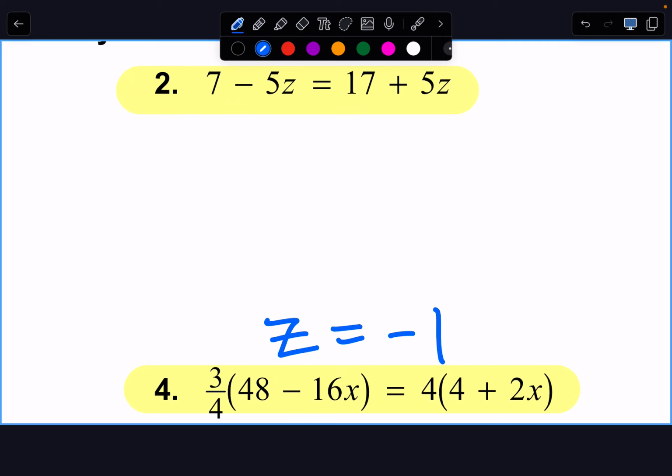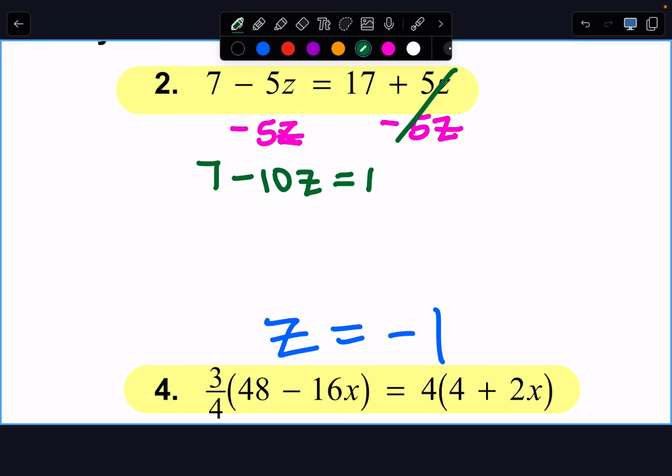Okay, not everybody did the problem, so we're going to try this again. How many of you put z's over on the right side? Left side. Okay. It does not matter. We get the same answer. So if we move z's to the left side, we would have to subtract 5z so that these would cancel out to be 7 minus 10z equals 17.